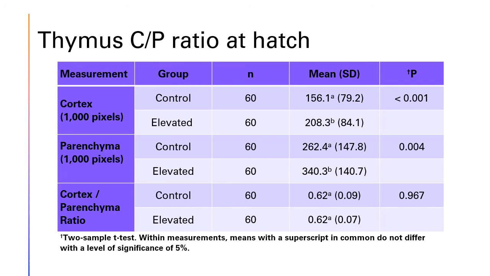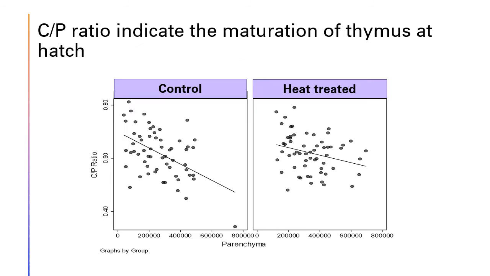There is a significant difference in size of parenchyma, which was observed to be larger in the heat-treated group. It is difficult to determine whether the control group was suppressed in development or the heat-treated group was advanced. There is no significant difference in CP ratio in either group. There is a negative relationship between parenchyma size and CP ratio. A bigger size of lobe tends to have a lower CP ratio.